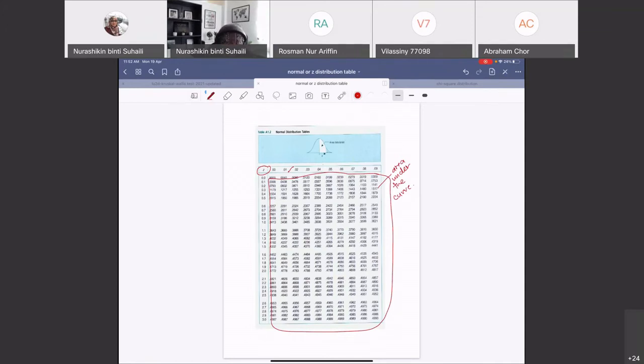This table is referring to the positive side, or to the right. You can see the picture over here. It is only the right side, meaning the area enclosed from 0 to whatever the Z value is. For example, like this: let's say this is 0, and your Z value is up to here. Let's say the Z is 2.62. If you find from the table when the Z is 2.62, the value given is 0.4956. That is actually supposed to be somewhere here, near to 0.5.